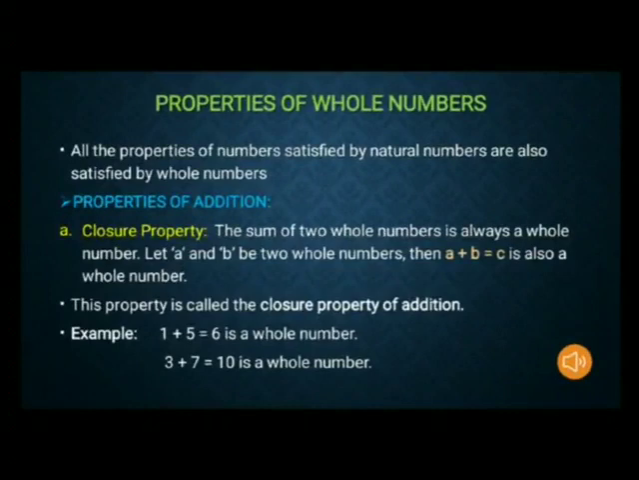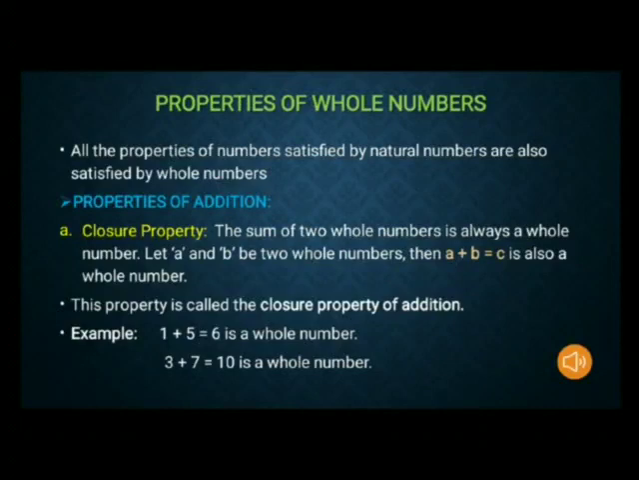Now dear students, let's discuss the properties of whole numbers. All the properties of numbers satisfied by natural numbers are also satisfied by whole numbers. Properties of addition. Closure property: the sum of two whole numbers is always a whole number. Or you can say, when we add two whole numbers, their sum is also a whole number.